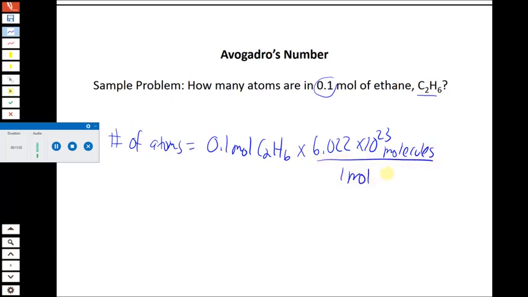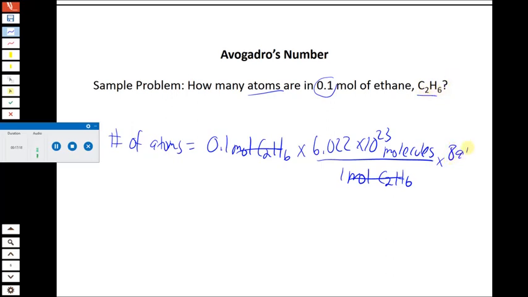So if we do this step, that's going to tell us how many molecules we have, but we can't stop there because we're looking for how many atoms. And to figure out the next relationship, we just look at the chemical formula. So C2H6 means we have a total of 8 atoms in one molecule, 2 carbons, 6 hydrogens.